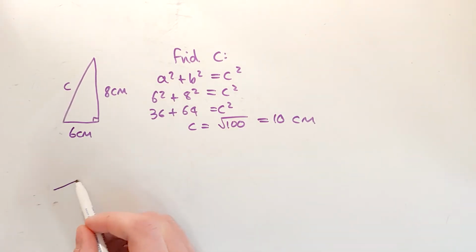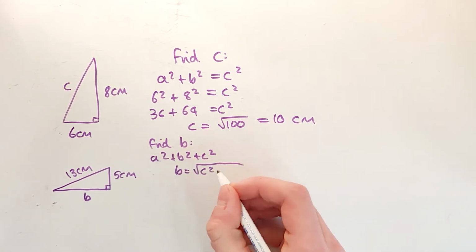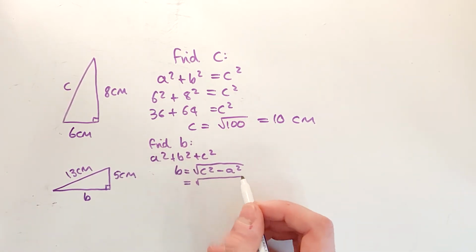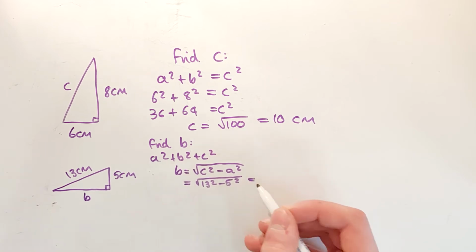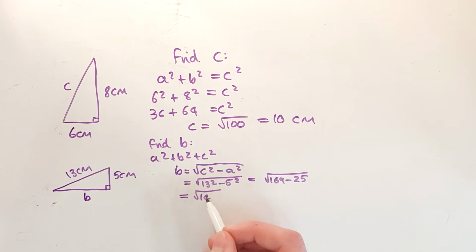We can of course also do this when we want to find a side that isn't the hypotenuse, but we've got to rearrange the formula first. To find the side B, first subtract a squared from both sides and then take the square root of both sides. Then we can substitute in the numbers to find that B is 12 centimeters long.